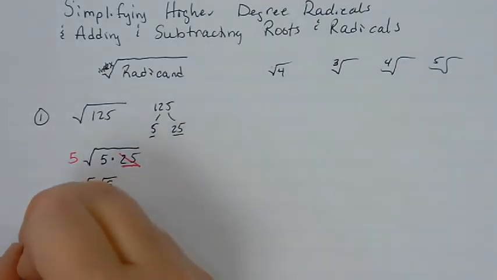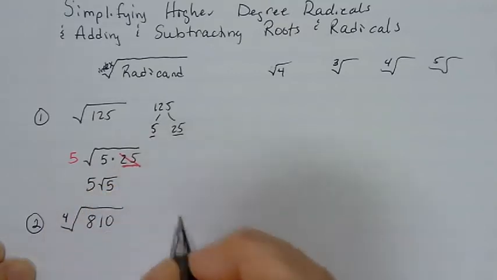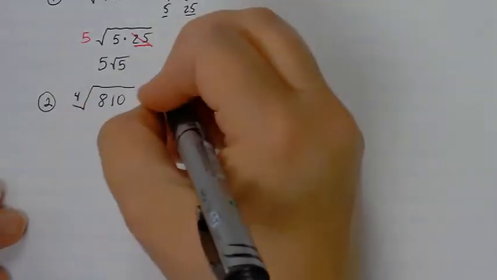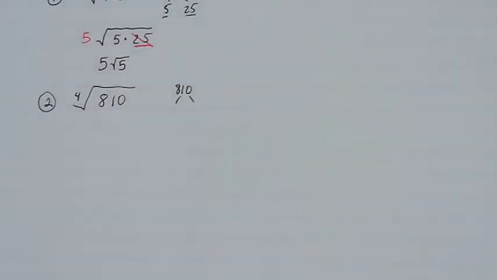Here's the second example. So this is where we're going to change it up. This time I'm going to have the fourth root of 810. So this time, instead of perfect squares, I want to look for a number that's a perfect fourth. That means it's something times itself 4 times. And those are harder to know off the top of your head. So I'm going to do a factor tree, and I'm going to try to break this up until I can come up with 4 of the same number.